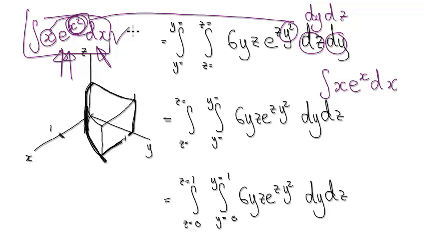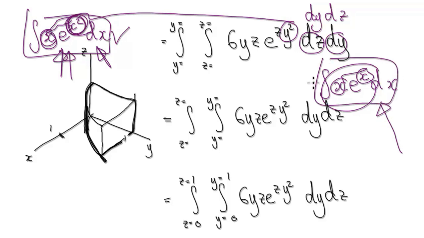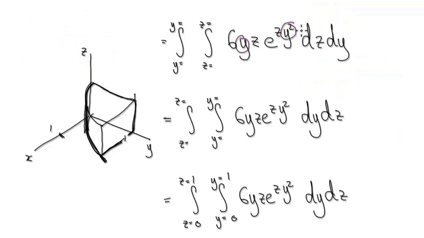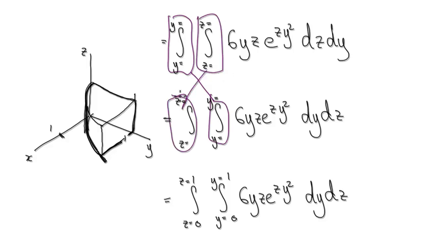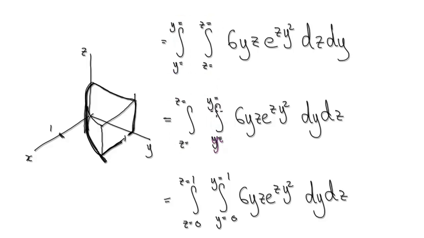Glancing at this, you can tell that this is easier to integrate than this, because this thing here is a derivative of this x squared. Here, take my word for it, this thing here is a lot more difficult to integrate than this. So because the y here is the derivative of y squared, we want to integrate it with respect to y first, and then with respect to z. So that means we've got to switch this around. Well, these two will have to be switched around. So it will be y equals something, y equals something.